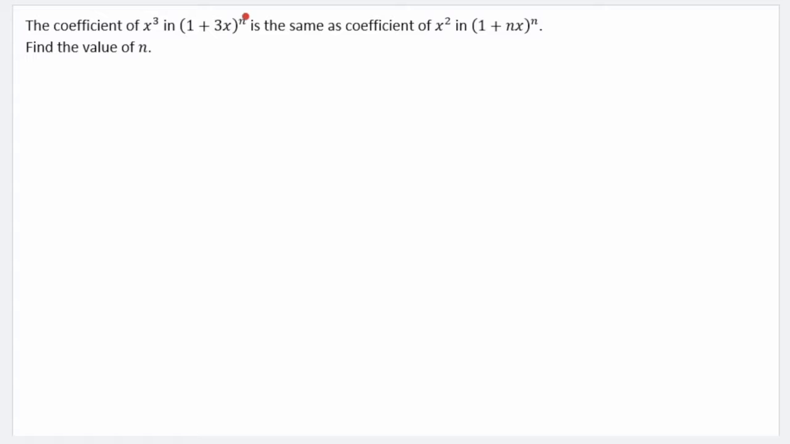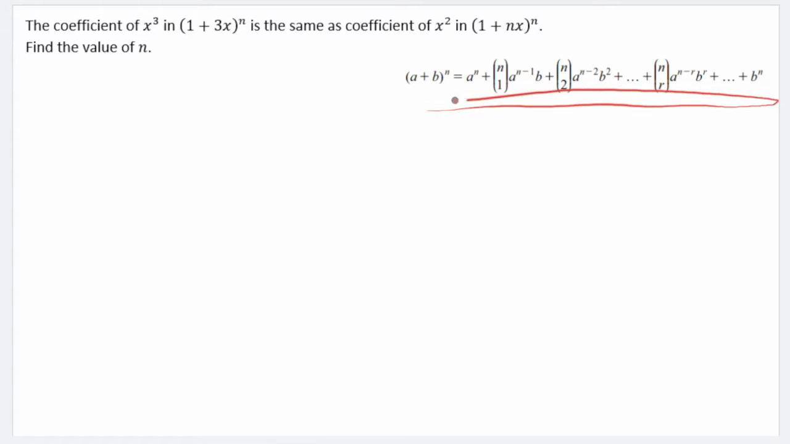Here, since the power of n is unknown, we cannot expand the polynomial function completely. However, in this case, we are only interested to know the coefficient of x cubed and the coefficient of x squared in these functions. We can make use of the formula from binomial expansion, where the formula of binomial expansion is given as follows.